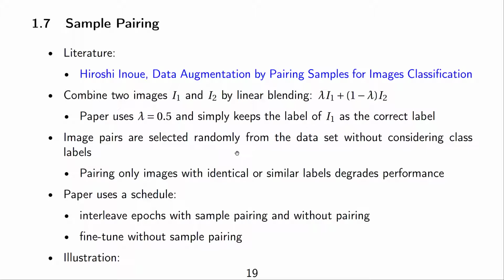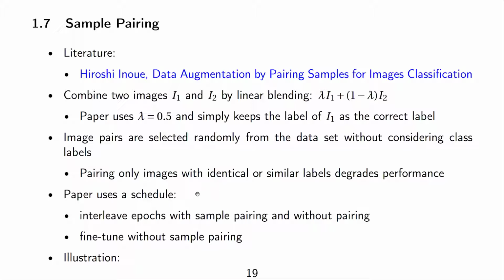Also, image pairs are selected randomly from the dataset without considering class labels. The authors report that pairing images from identical or similar labels degrades performance. I would find that to be very counterintuitive. It seems that maybe pairing images from the same class would at least not hurt, if this crazy thing works.